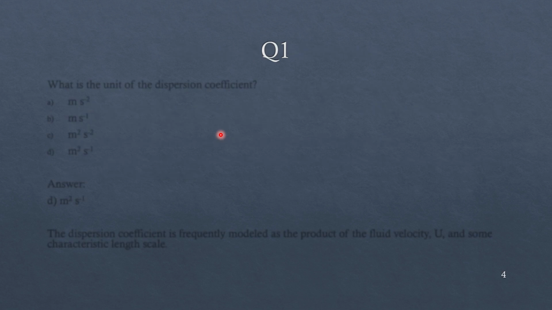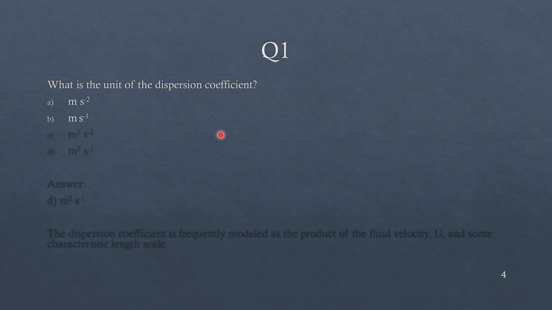This week, as we have seen, deals with the mass transfer phenomena happening inside the fluidized beds. So question 1 is, what is the unit of dispersion coefficient? Option A, meter per second. Option B, meter per second square. Option C, meter square per second. Option D, meter square per second.